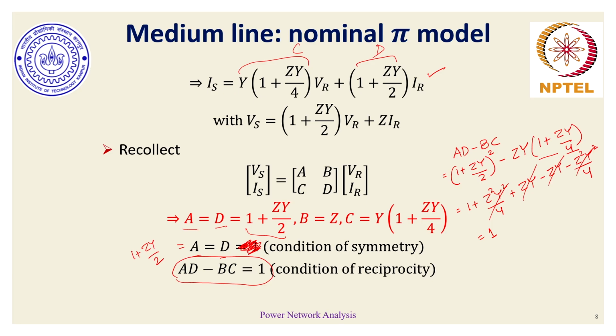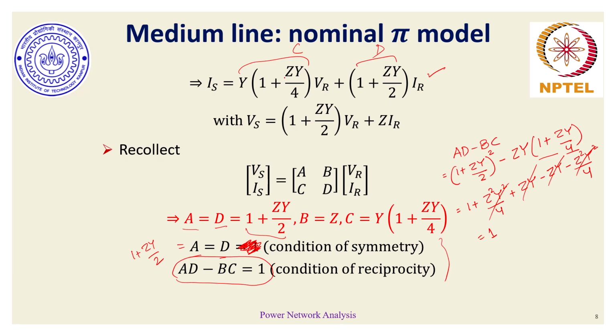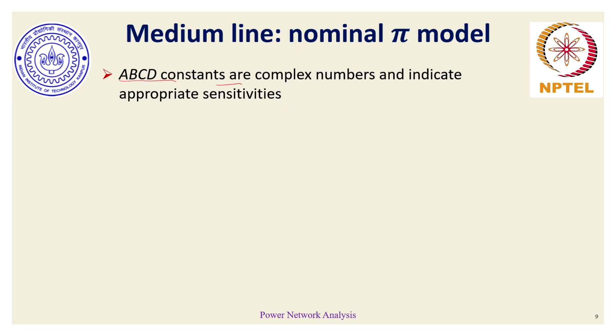So basically our nominal pi model for medium line also is a linear, time invariant, passive, symmetric, reciprocal network. That is essentially what I am trying to explain here. Please note that the ABCD constants that we are evaluating, because Z and Y themselves are complex numbers. Remember, Z is equal to capital R plus jX, where Y is capital G plus j omega C. Z and Y themselves are complex numbers, and A, B, C, D are functions of Z and Y. So it's obvious that ABCD parameters would be complex numbers and they represent appropriate sensitivities.